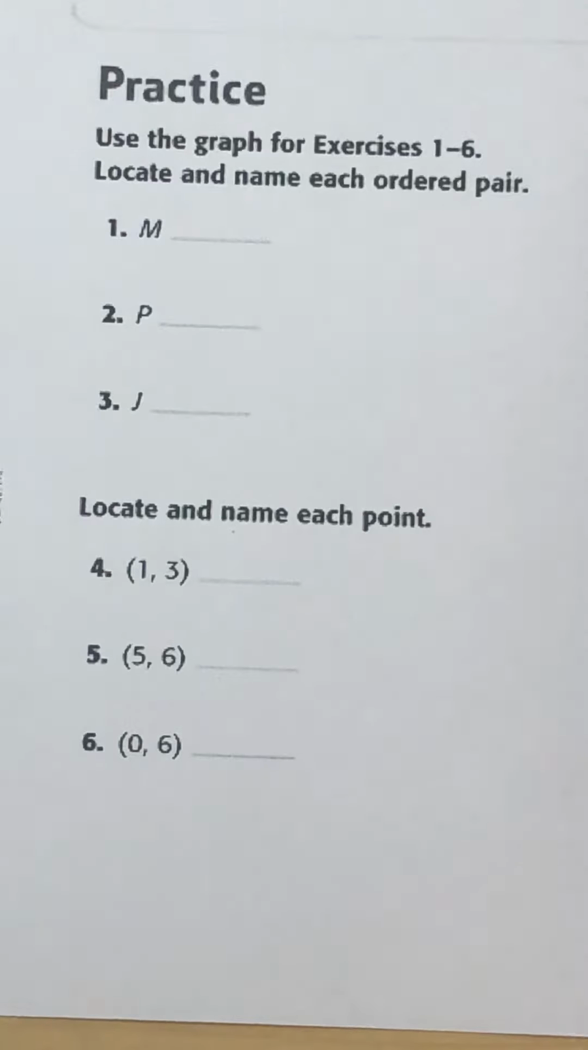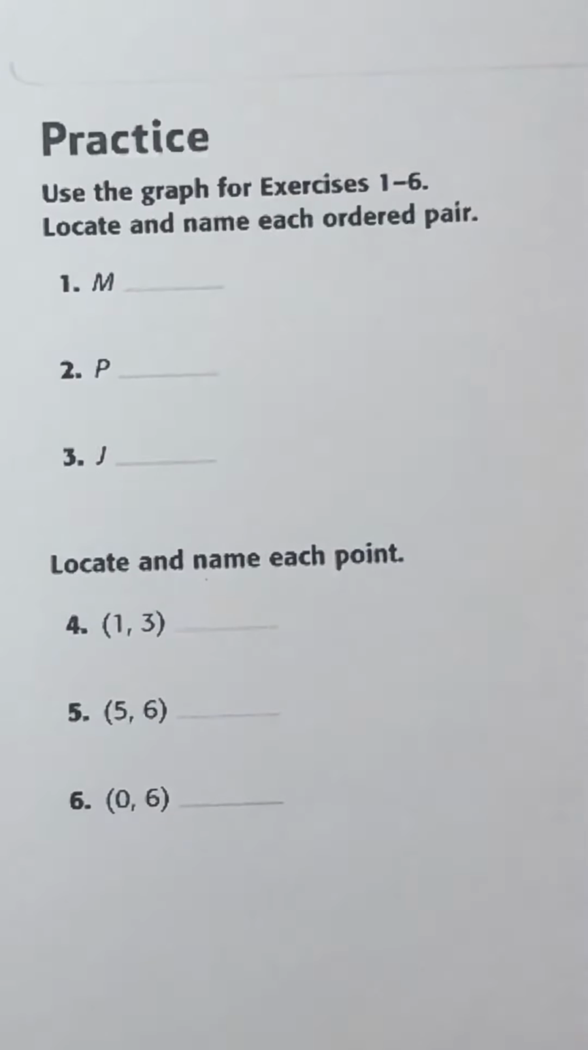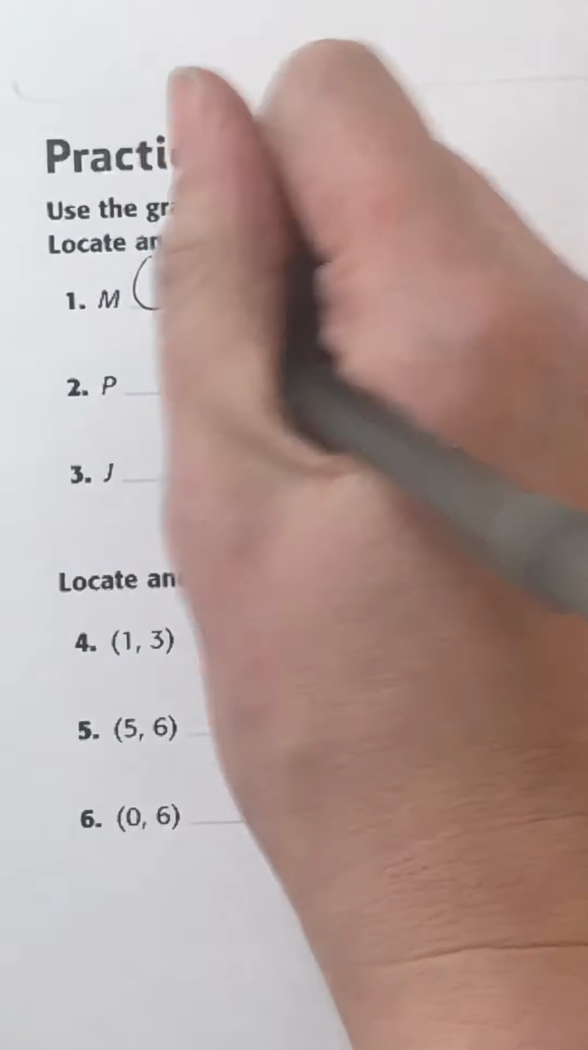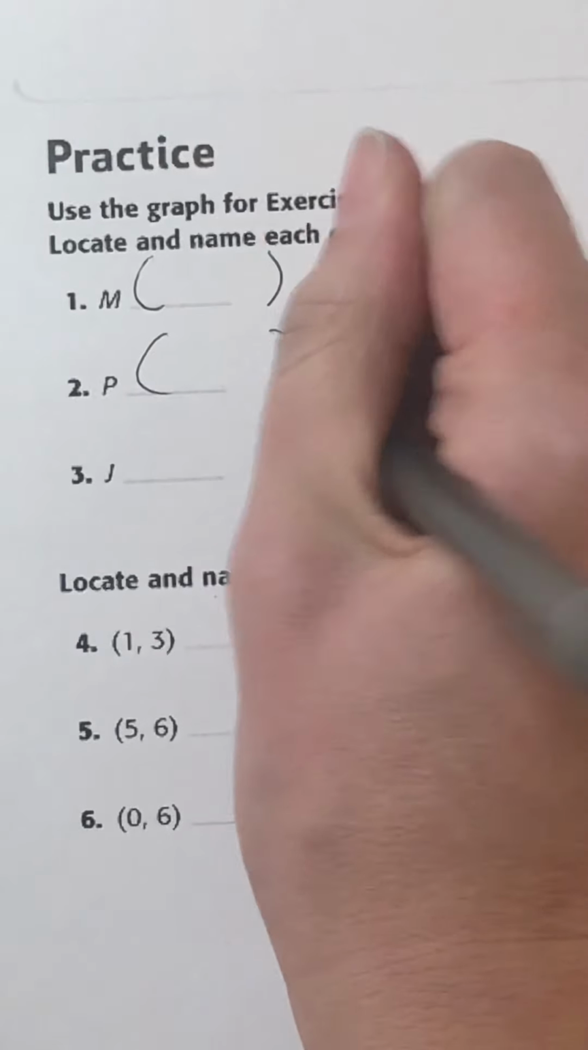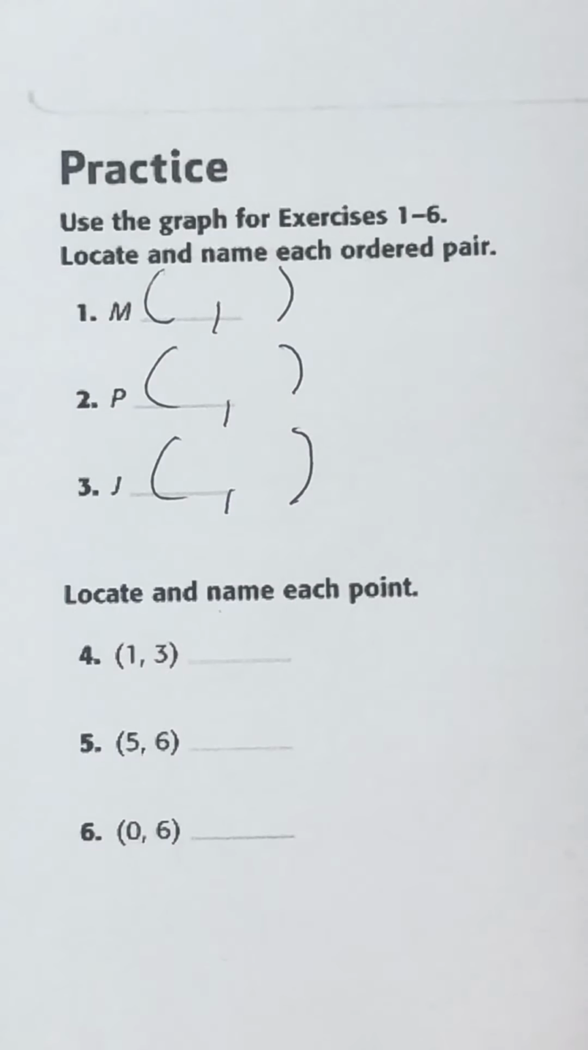Use the graph for exercises 1 through 6. Locate and name each ordered pair. So these first answers are going to be ordered pairs. I'm just going to put my parentheses on here and get it all set up. You're also going to need to put a comma in between to separate it. So that's what you need to have first, and then you just put the numbers in it.